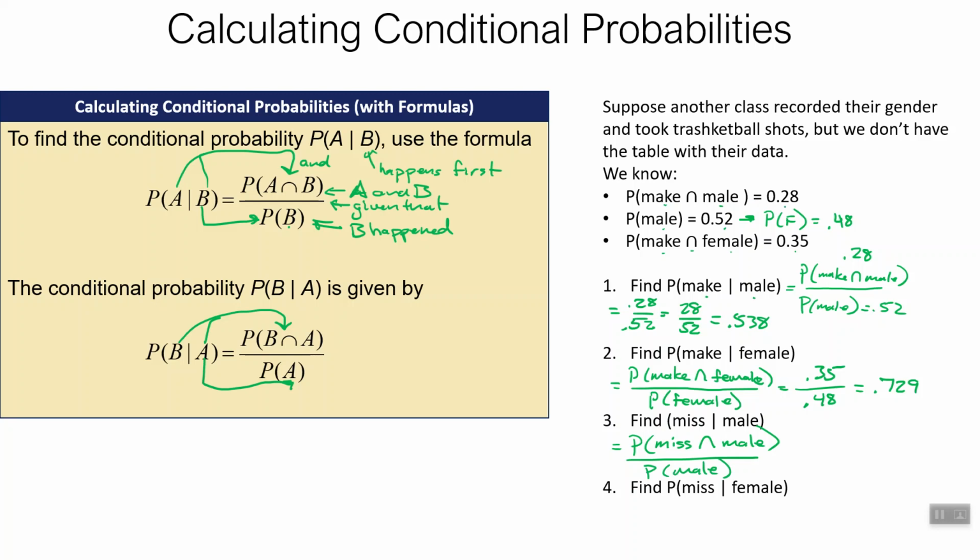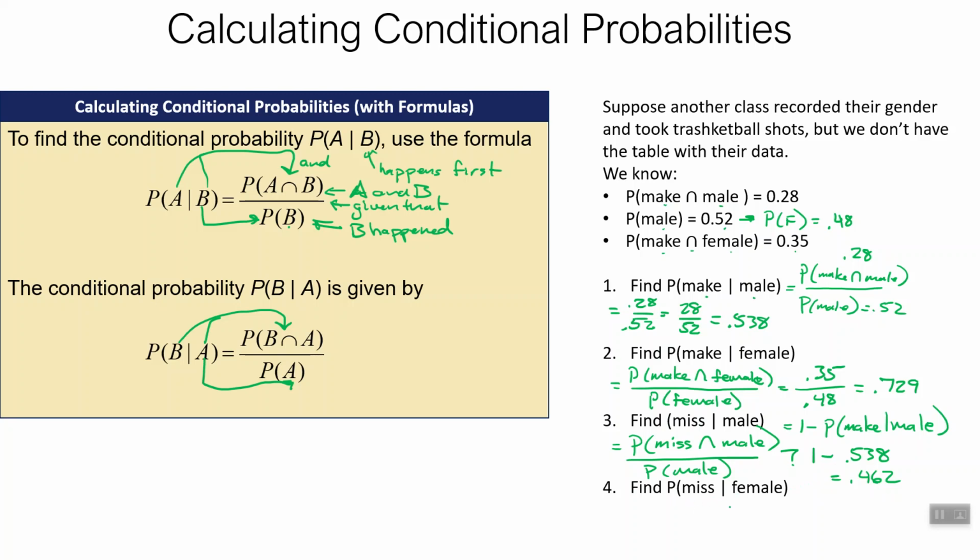All right, but we don't have the probability of them missing and being male. We could probably figure it out up here, but we're still just going to be subtracting and doing some other stuff, or we could use what we did up here. It's probably easier to say it's 1 minus the probability of them making and being male, because those two should be complements. So that's 1 minus 0.538, which gives us 0.462, I believe. So complement probabilities, still useful.